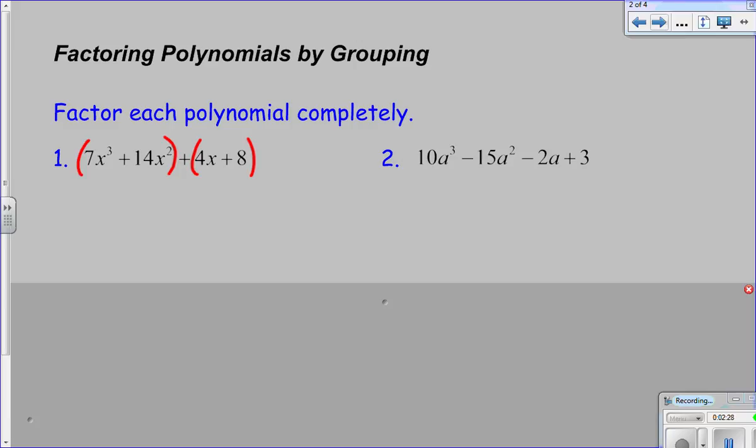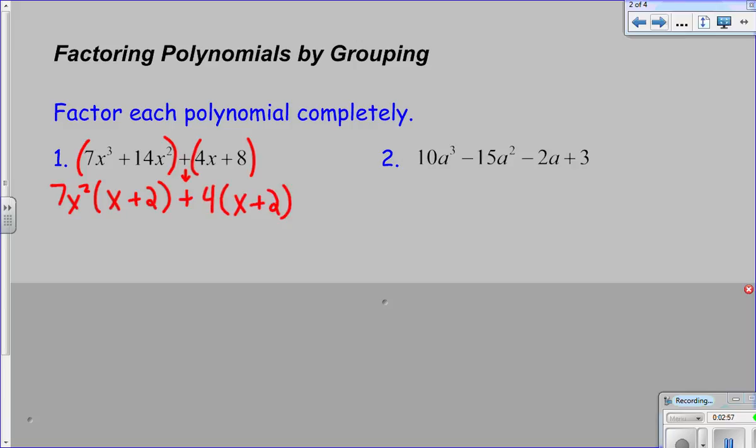So in our first group, our greatest common factor would be 7x squared. And if we factor that out of our first group, we're left with x plus 2 inside of our parentheses. We do the same thing for the second group. We carry down our plus sign, and our greatest common factor of 4x and 8 would be 4. So we factor out the 4, and that leaves us with x plus 2 in the parentheses.